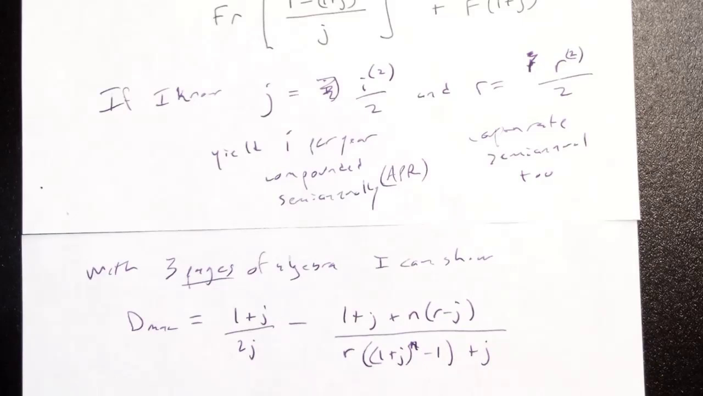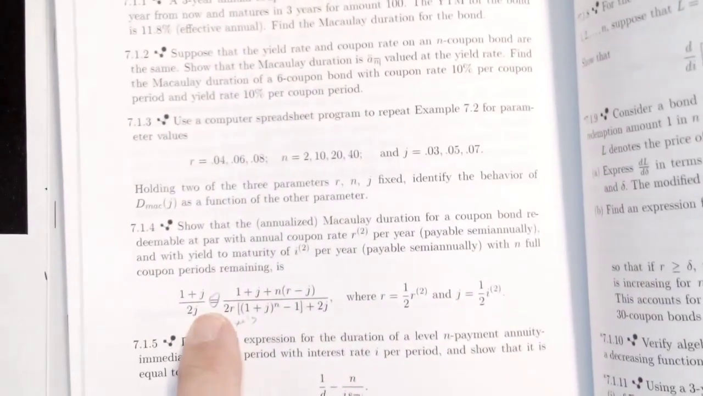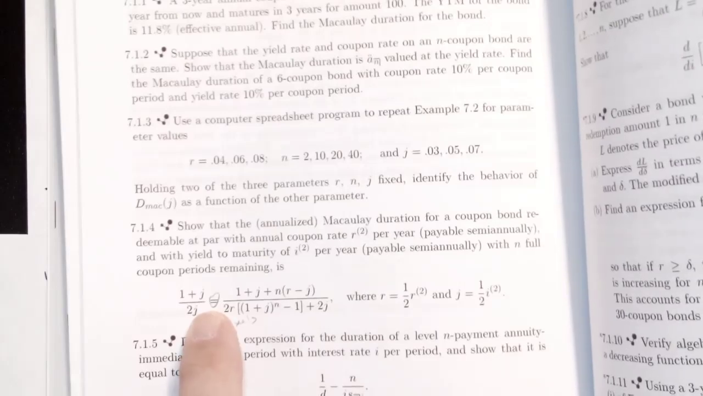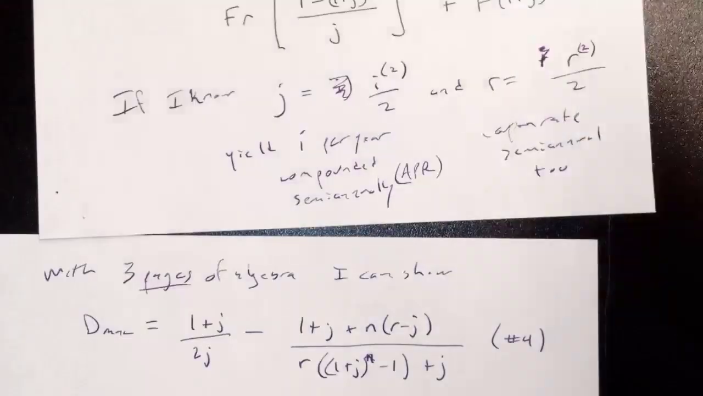This is actually problem number 4 in the textbook. Interestingly enough, in the textbook, where this problem shows up, they made a mistake. They wrote an equal sign here. So if you've got a physical copy of the textbook, that should be a minus sign, not an equal sign. Otherwise, this absolutely does not work. So there's the minus sign correctly read.